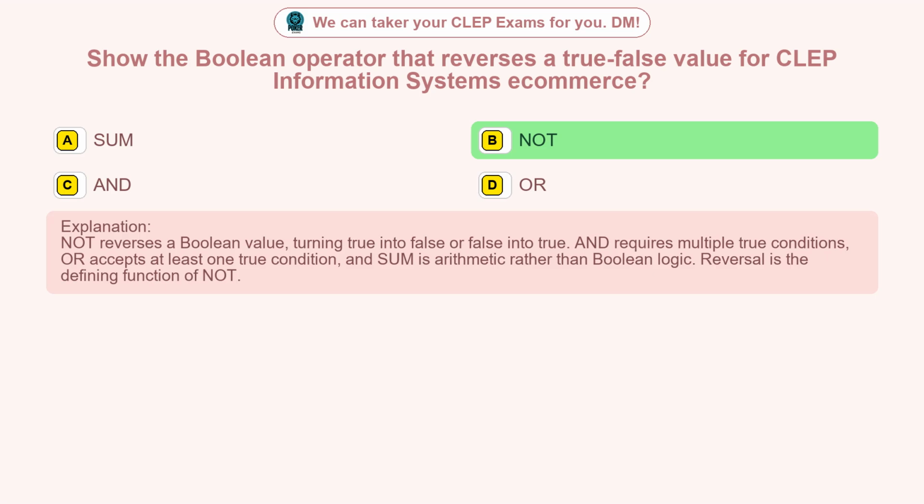Not reverses a Boolean value, turning true into false or false into true, and requires multiple true conditions or accepts at least one true condition, and some is arithmetic rather than Boolean logic. Reversal is the defining function of not.